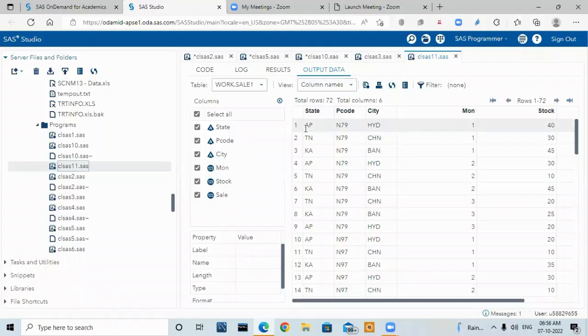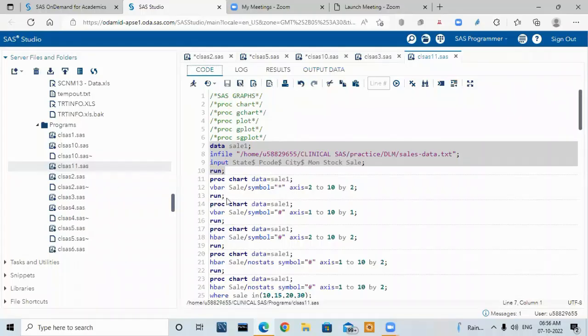AP, Tamil Nadu, Karnataka, these states are there and their respective sales, respective sales in different cities in different months. So this is the sales information. Now we are drawing a graph by using proc chart.